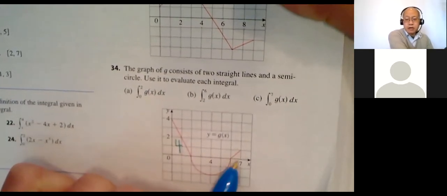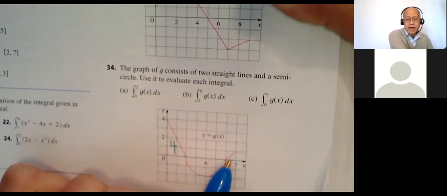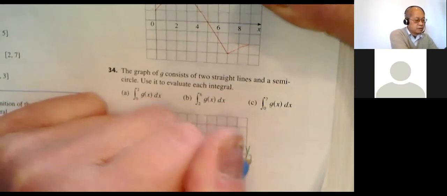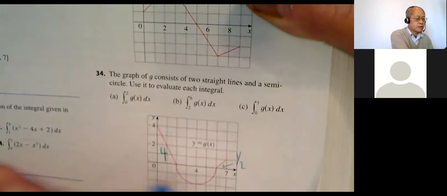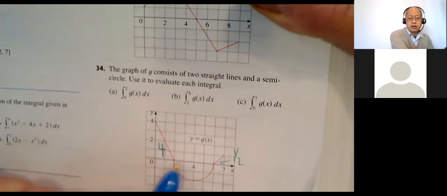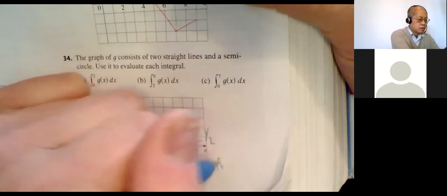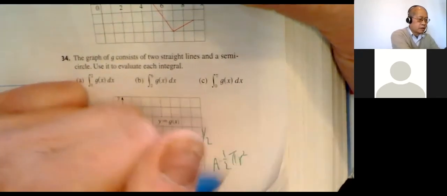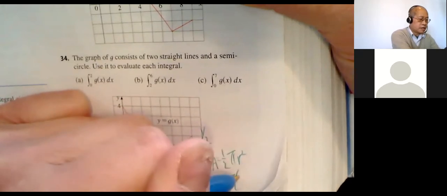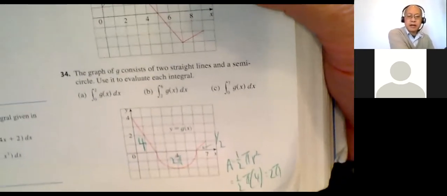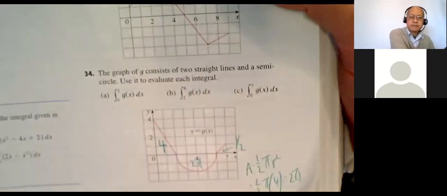How about this tiny piece right over here? It's a half. I mean, you can use the formula, but look, that's a whole square, that's half. So this is 1/2. What is the area of this semicircle? Well, the radius is how much? Radius is 2. So the area is 1/2 pi r squared, which is 1/2 pi times 4, or 2 pi. So as an area, that's 2 pi. That semicircle, right?